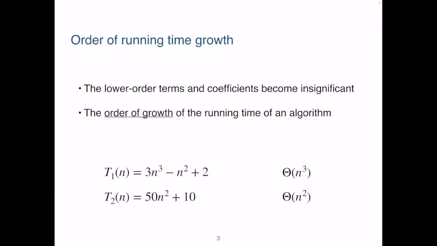Theta of n cubed is a set that contains all functions that have an order of n cubed. So we say T1(n) is in theta of n cubed. Similarly, theta of n squared defines the function set where all functions in it have an order of n squared. Then we can say T2(n) is in theta of n squared.